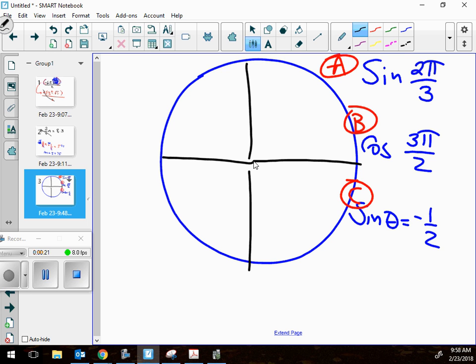All right, on the quadrantal kind that I taught you yesterday, the important points are what comma what? This is 1 comma 0. This is 0 comma 1. This is negative 1 comma 0. And this is 0 comma negative 1.